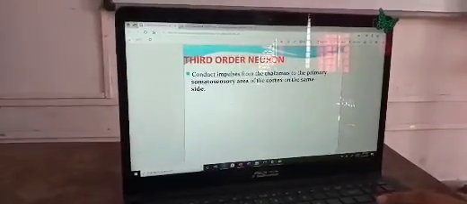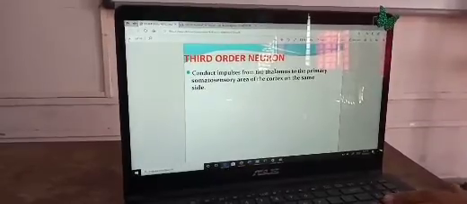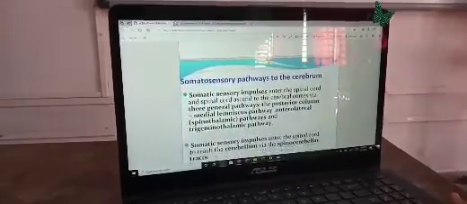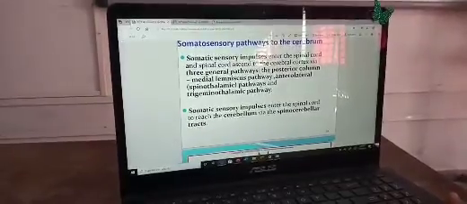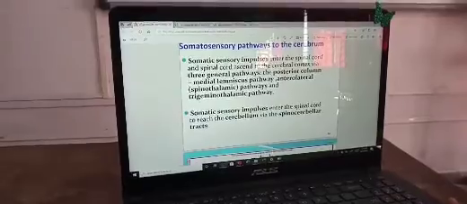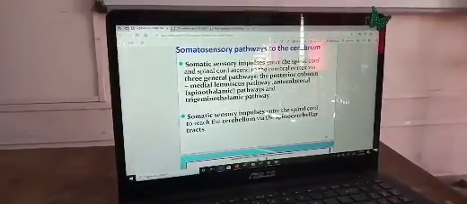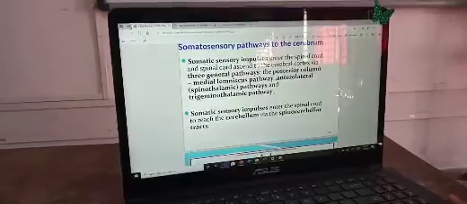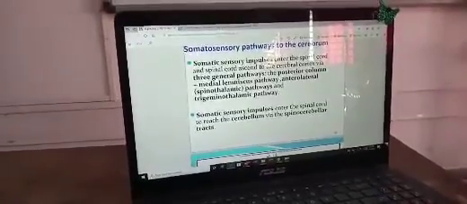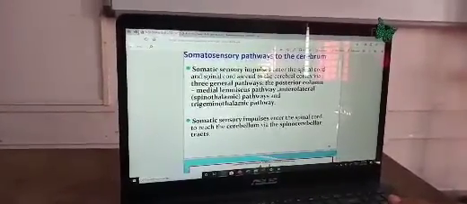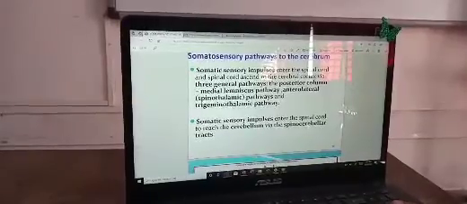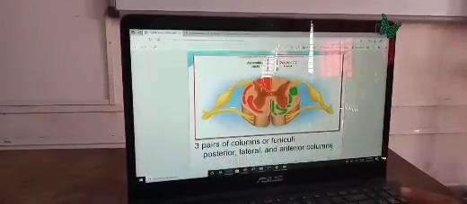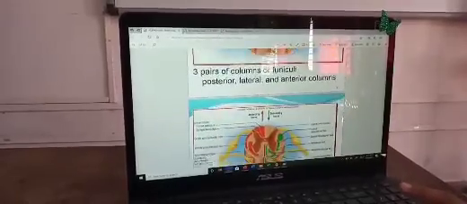Going to the third order neuron, it conducts impulses from the thalamus to the primary somatosensory area of the cortex on the same side. Now, the somatosensory pathway of the cerebrum is usually from the spinal cord, and from the spinal cord it ascends to the cerebral cortex via these general pathways: the posterior column, medial lemniscus pathway, anterolateral pathway, and the trigeminothalamic pathway. The somatosensory impulse enters the spinal cord to reach the cerebellum via the spinocerebellar tract. See, this is the ascending tract, this is the descending tract, and the posterior, lateral and anterior columns are seen here.